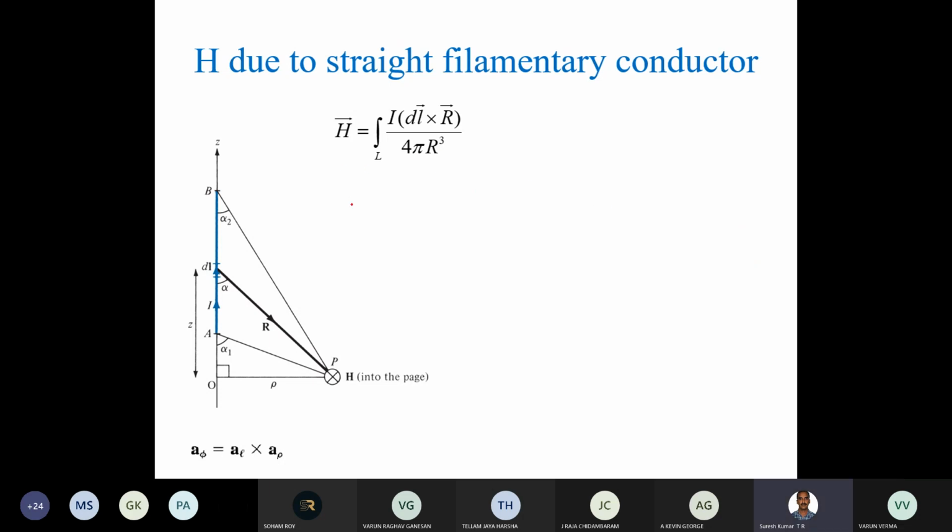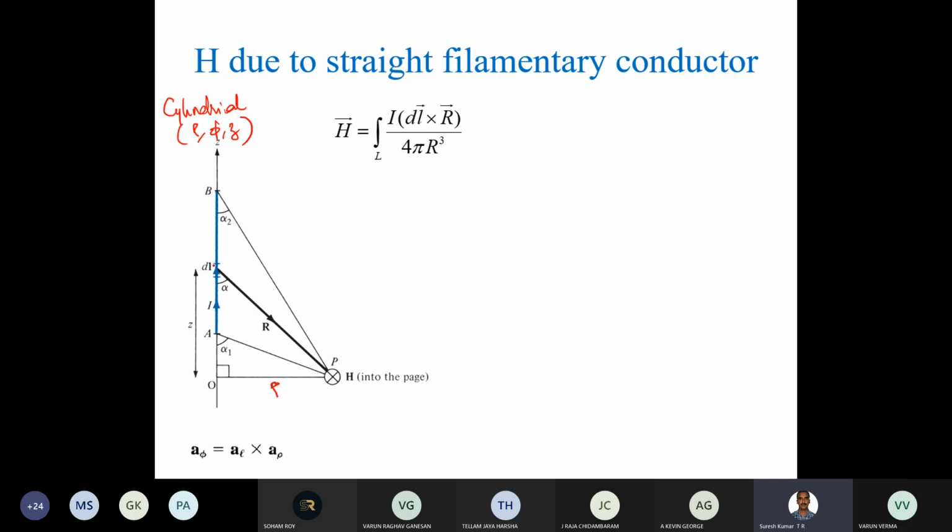Now, for this case, as this is a straight wire, you can use the formula for the magnetic field due to line current. Now we need to find the R vector and R cube. Before that, understand this problem can be solved using the cylindrical coordinate system, rho phi z. Rho is the radial distance between the observer and the wire, and A to B is the length of the wire.